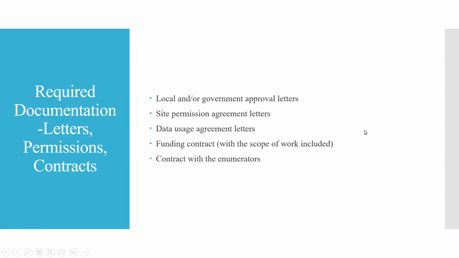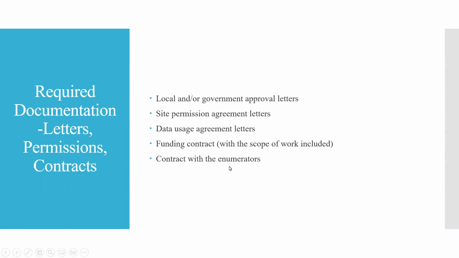Some of the required documentation for submission that are typically missed for international studies are local and government approvals. And we really do need these. You have to have them in order to go into these countries and conduct research on their citizens. We need site permission agreement letters if you're doing something in clinics and schools, things like that. We need data usage agreements for those secondary data studies. If you're collecting data from anybody, we need to see those.